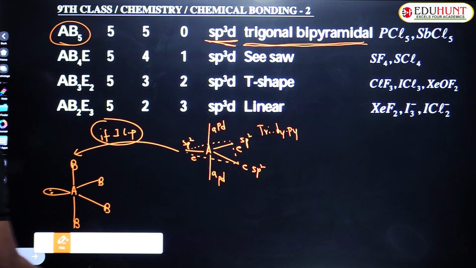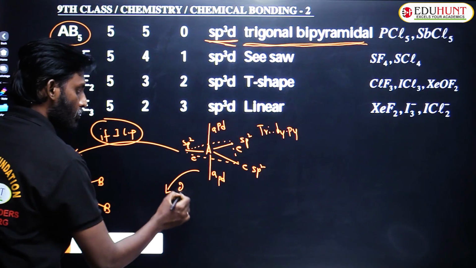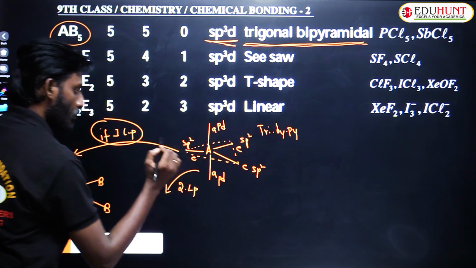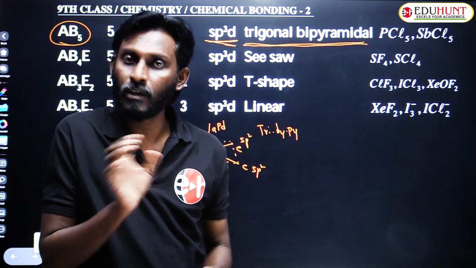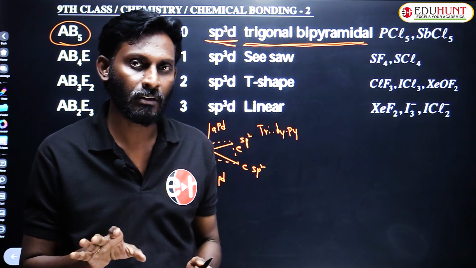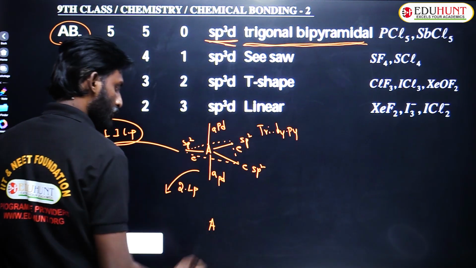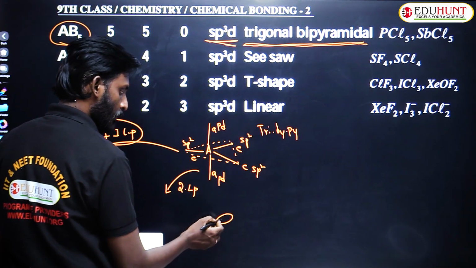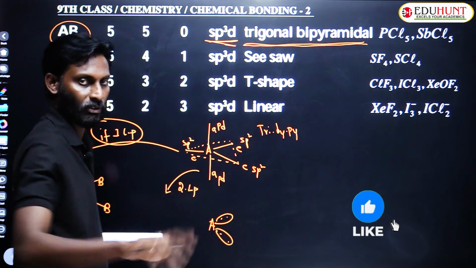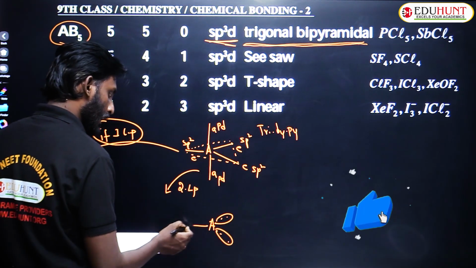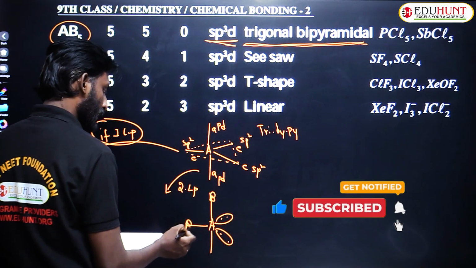Okay, next case. What happens if there are 2 lone pairs? I already told you, lone pairs first prefer equatorial positions. Central atom A, one equatorial position given to a lone pair, another equatorial to another lone pair. I am giving these 2 equatorials. See, all 3 equatorials are the same. And again, the bond pairs go to the side atoms B.